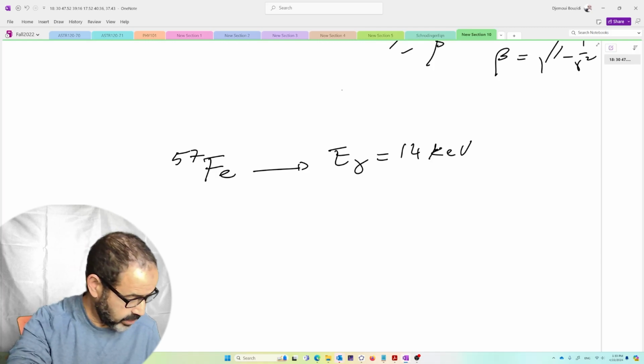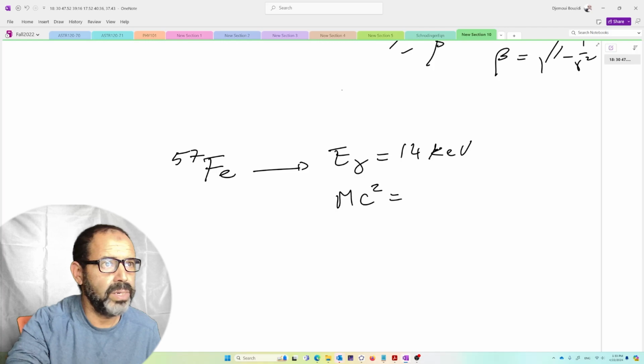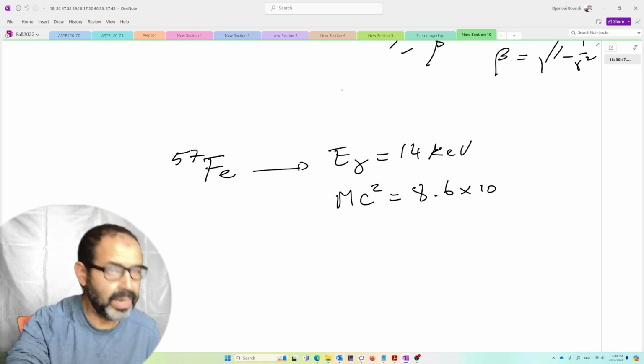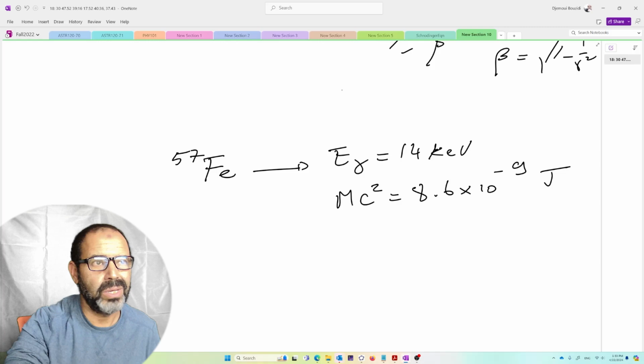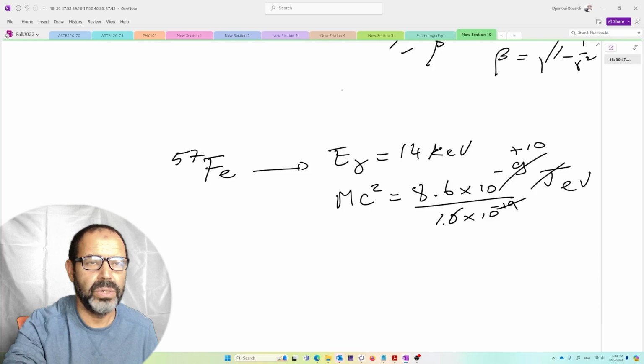They also told you the rest mass of the iron 57, so its mc squared is equal to 8.6 times 10 to the negative 9 joules. There is a problem from the get-go. The units don't match, so we really have to match the units. First of all, we're going to divide by the charge of the electron, 1.6 times 10 to the negative 19. That gives me 10 to the power 10 in here. Instead of joules, of course, it's going to be electron volts.